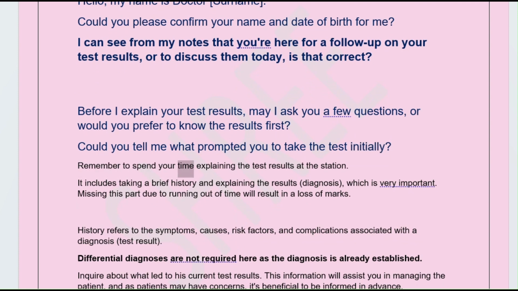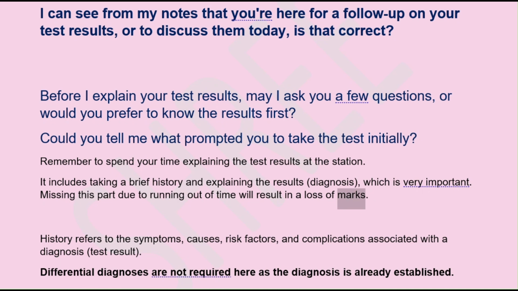Remember to spend your time explaining the test results at the station. It includes taking a brief history and explaining the results and diagnosis, which is very important. Missing this part due to running out of time will result in a loss of marks.